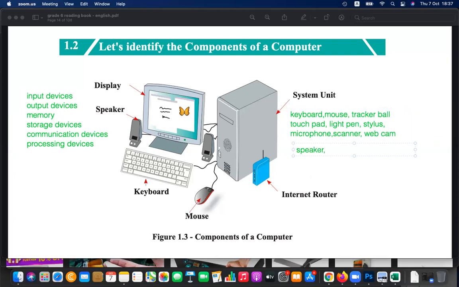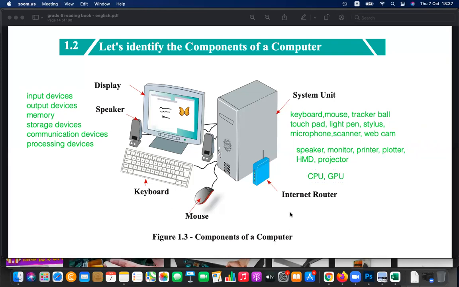Speaker, monitor, printer, plotter, head-mounted device, HMD, projector are output devices. CPU and GPU, central processing unit and graphics processing unit, are processing devices.